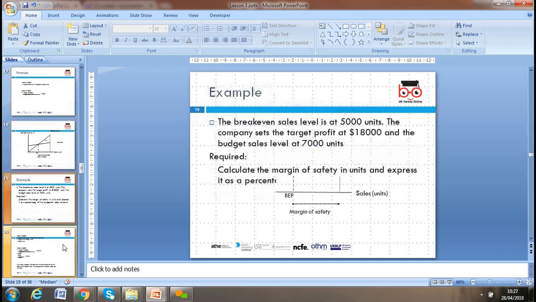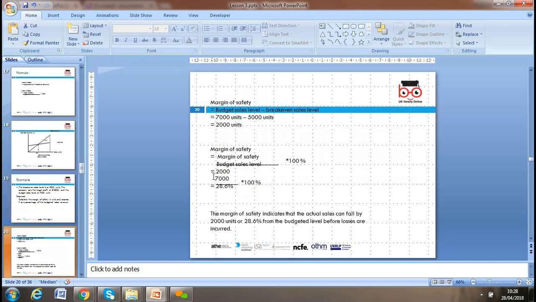So we'll see here in this example, the break-even level is at 5,000 units, and the company set the target profit at 18,000 units and budgeted sales of 7,000 units. So what will be the margin of safety? The margin of safety formula is budgeted sales minus break-even. So what will be our safety level then? So 2,000. 2,000 units will be our margin of safety.